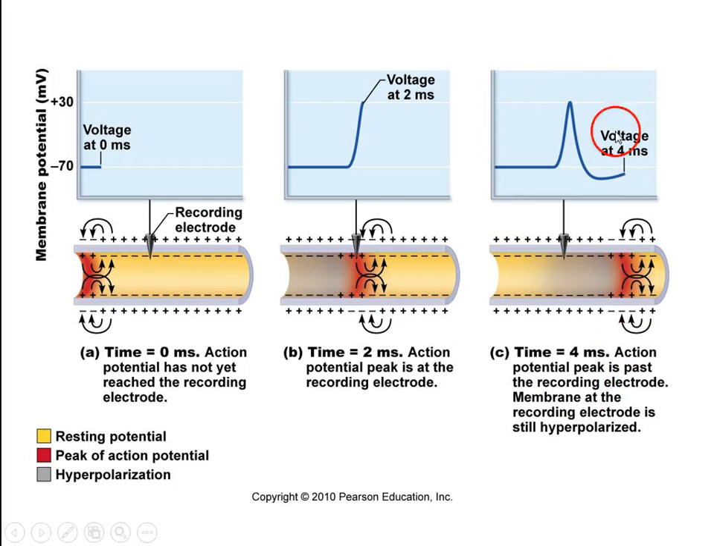So first we are polarized, negative on the inside, positive on the outside. We open up sodium channels. Sodium rushes in, causing it to be positive on the inside, negative on the outside. The sodium fast channels close, potassium slow channels open, potassium rushes out and reestablishes negative on the inside and positive on the outside.